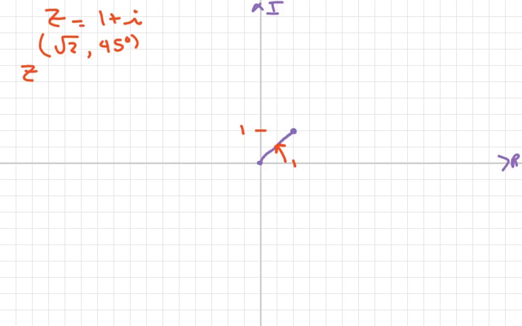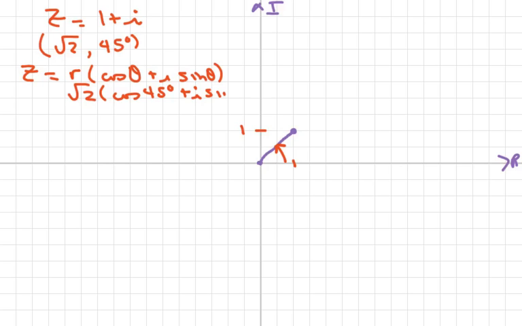Also we need to express this in degrees. So we can also write this as z equals r, let me just write out this first, cosine of theta plus i sine of theta. In this case it would be square root of 2 cosine of 45 plus i times sine of 45.